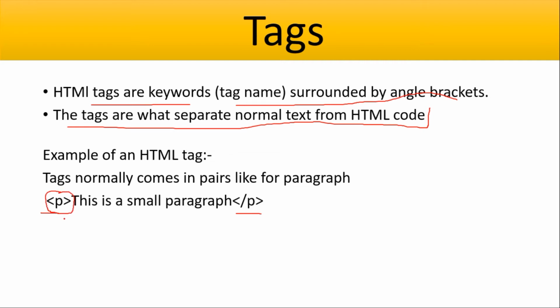So in HTML, a tag normally comes in pairs. For example, this paragraph: P stands for paragraph, this is a paragraph tag. This is the opening tag of the paragraph tag, and then this is the closing tag of the paragraph tag. While closing a tag, we have to add this slash along with the element name.